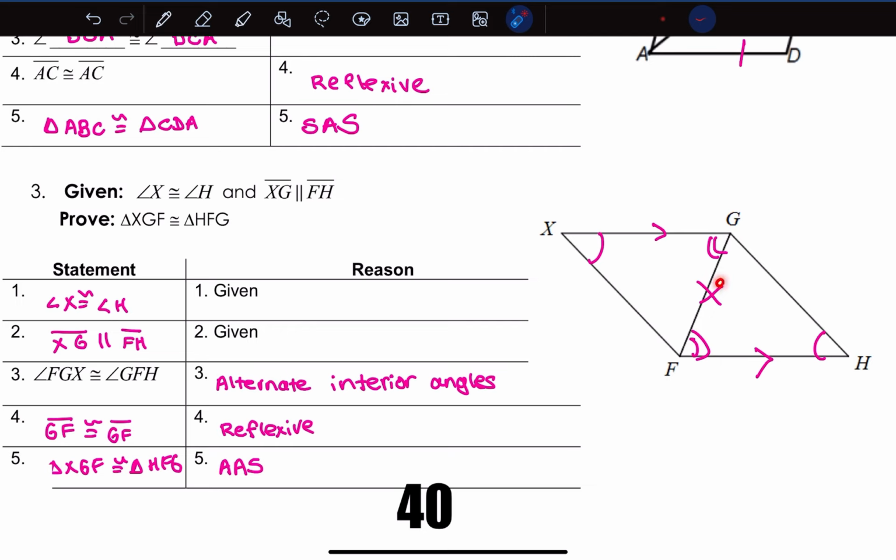And then to get our final piece of information, there's a shared side, so I'm going to use reflexive, so that way I can get angle, angle, side. The side is not in between the angles, so it is angle, angle, side, not side, angle, side. Angle, angle, side.